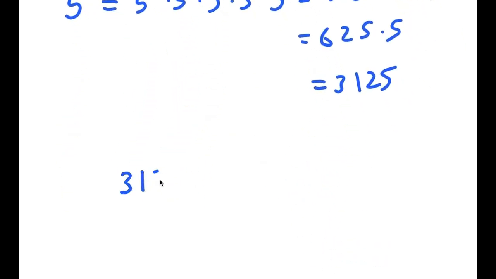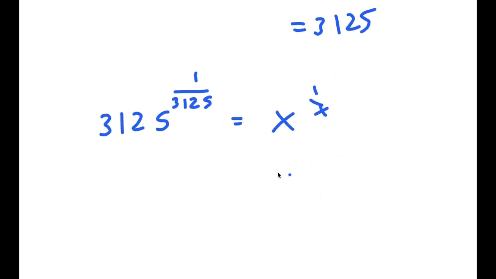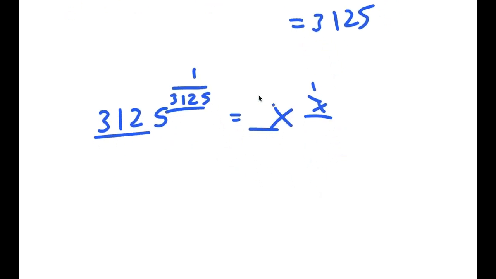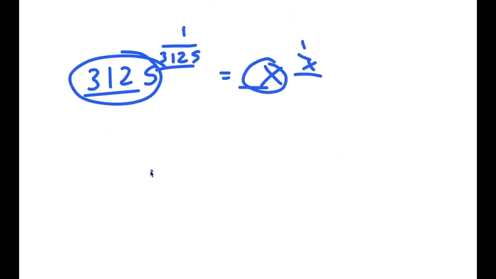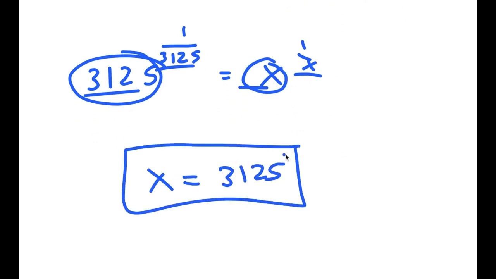So I get 3,125 to the power of 1 over 3,125 is equal to x to the power of 1 over x. And now because these two have the same forms, this means that these two numbers are equal to each other. So x is equal to 3,125. So this is my solution.